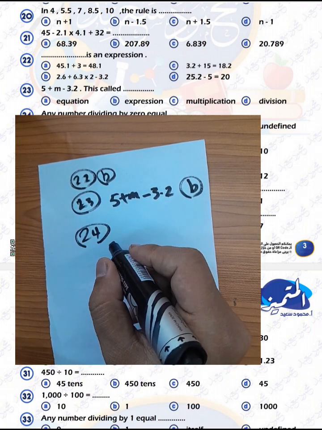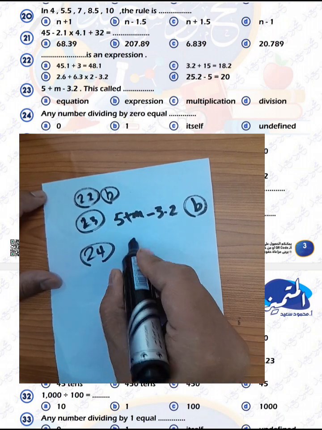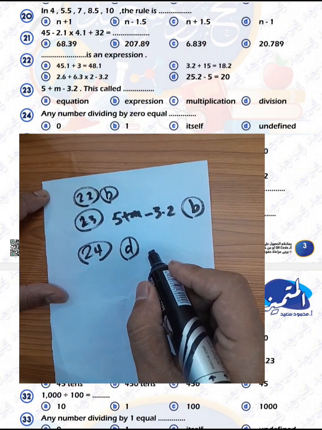Question 24. Any number divided by 0 equals undefined. Choose letter D. Any number divided by 0 is undefined.